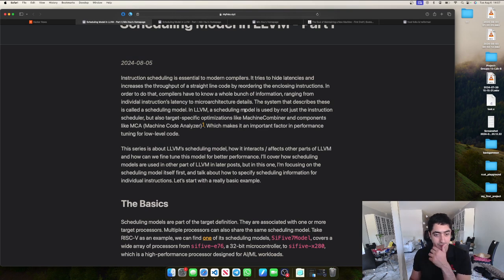Okay. Which makes it an important factor in performance tuning for low level code. This series is about LLVM's scheduling model, how it affects other parts of LLVM, and how we can fine-tune this model for better performance. I'll cover how scheduling models are used in other parts of LLVM in later posts.